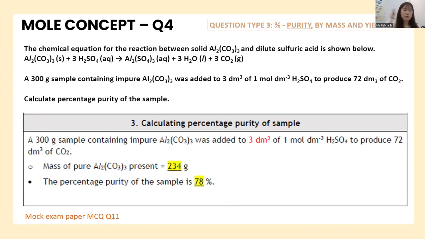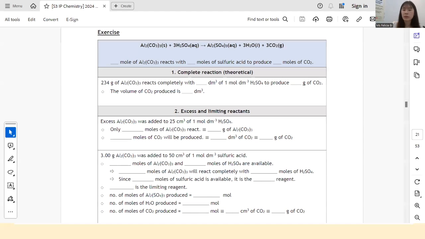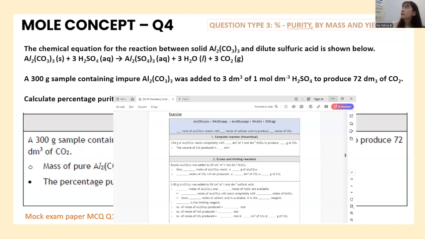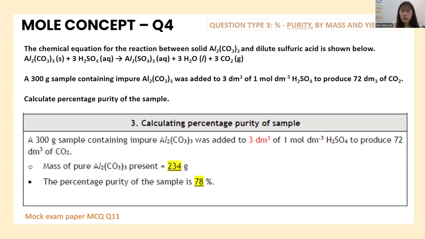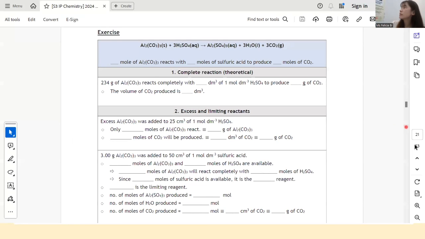Before I continue on with the slides, there is actually a question in the mock paper that is related to percentage purity. So let's take a look at question number 11 now, with the mock exam paper at the back of the booklet. For question number 11, the answer is B. Did you get it correct? Question 11, the answer is B. Okay, so let me now go through it.